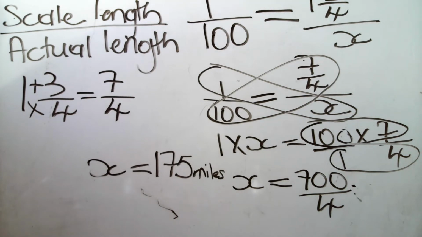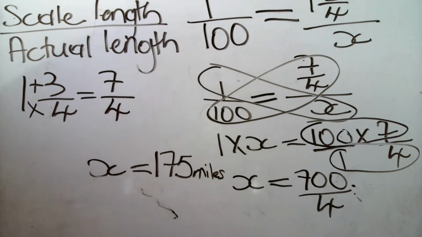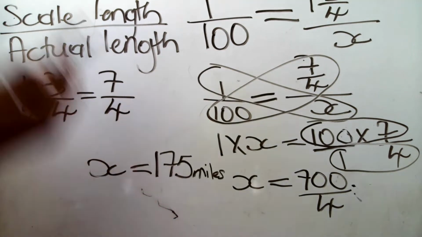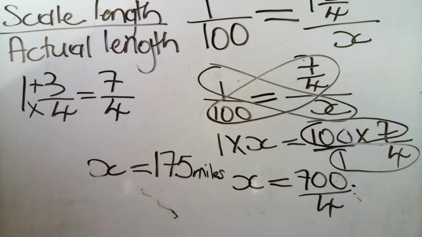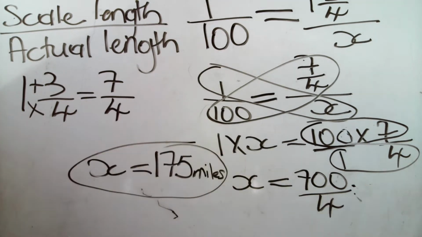Alright? So the actual distance between Louisville, Kentucky and Nashville, Tennessee is actually 175 miles. But on the map, it is 1 3/4 inches apart, right? But in real life, it is 175 miles apart.